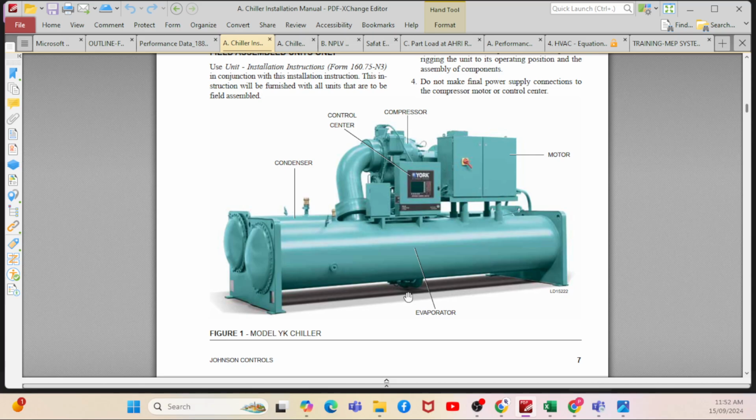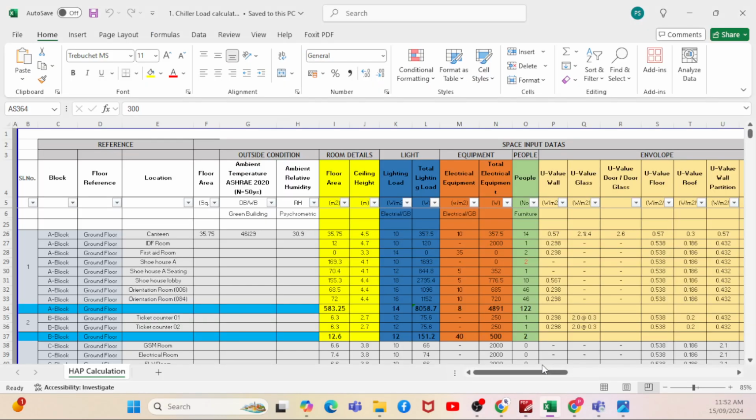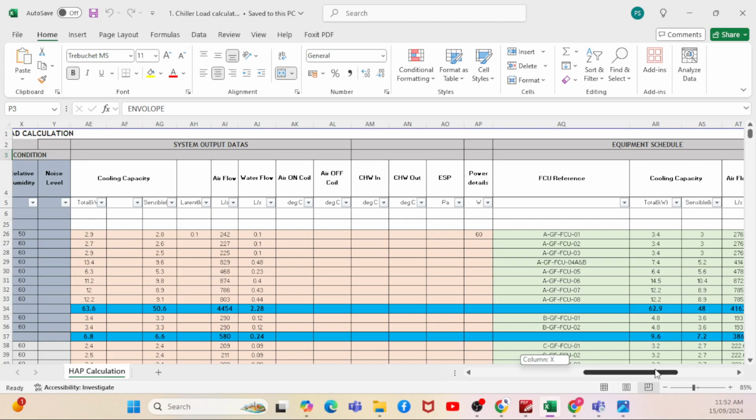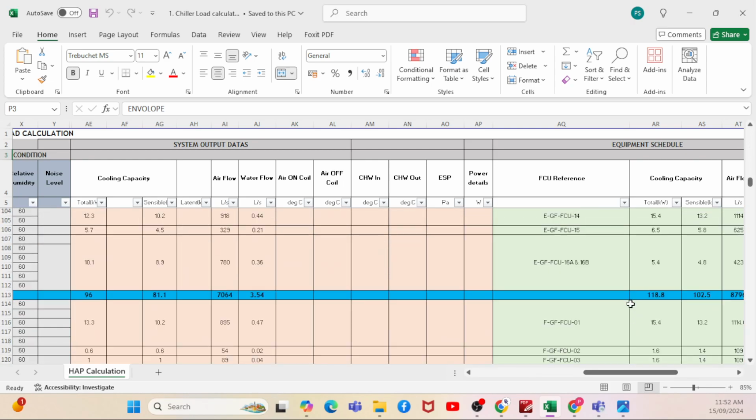Clear, right? Now if you go to our calculation part, which we saw last time, you calculate the heating load by means of the HAP calculation, based on the outside condition, the room details, lighting, equipment, people, and the envelope. You are going to calculate the total capacity of the project, right?